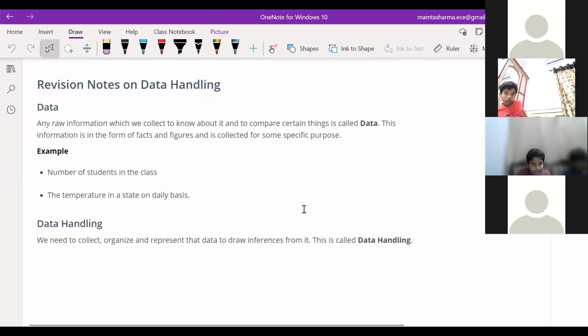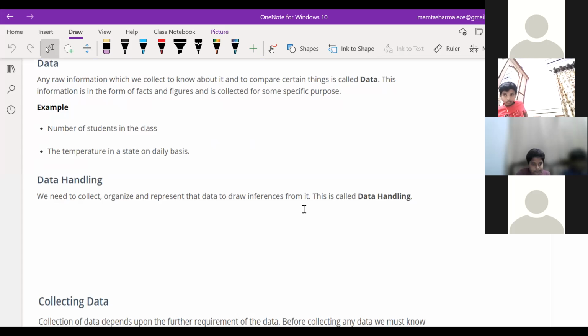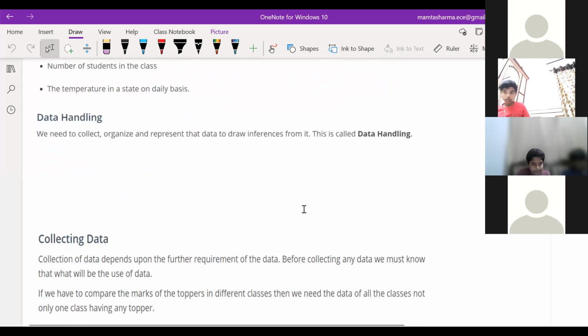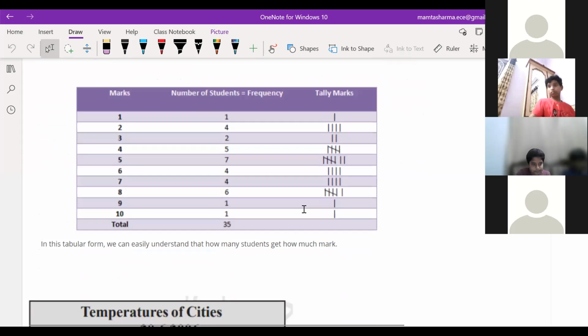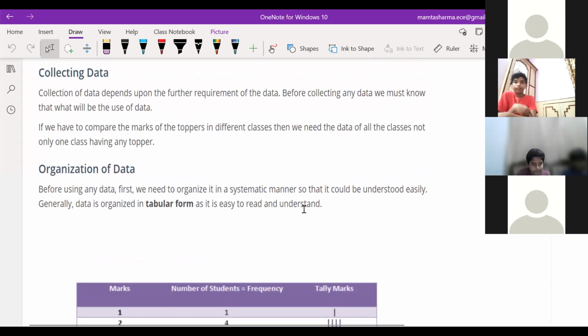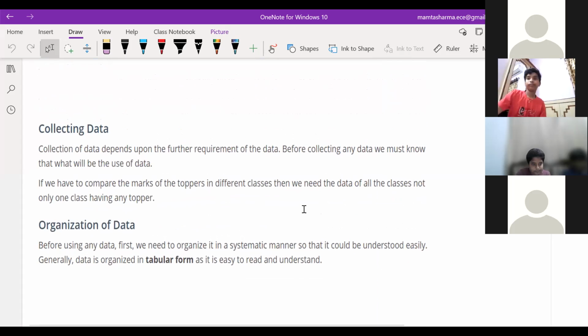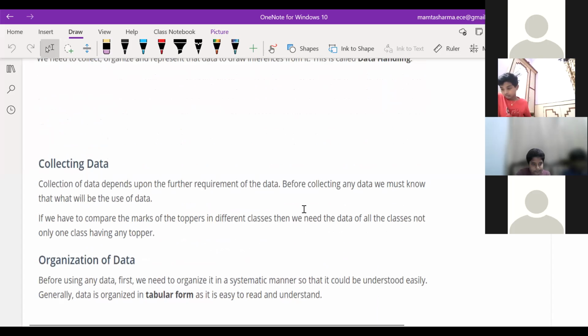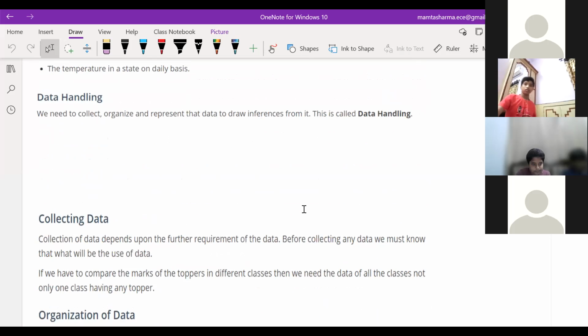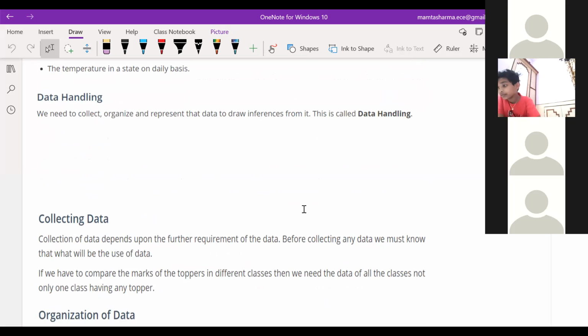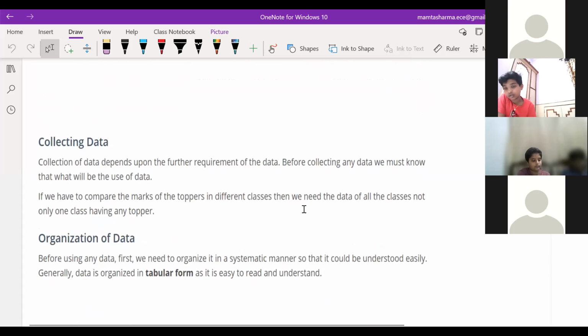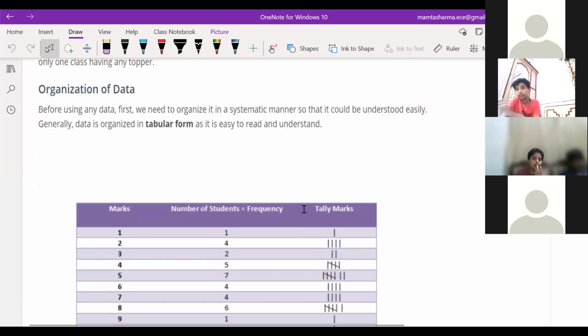It may be of any type, like temperature, students' marks, student names. Now we will see how to handle data. Data can be handled in many ways, and handling these types of data is called data handling. Handling means organizing or representing data to get something from it.